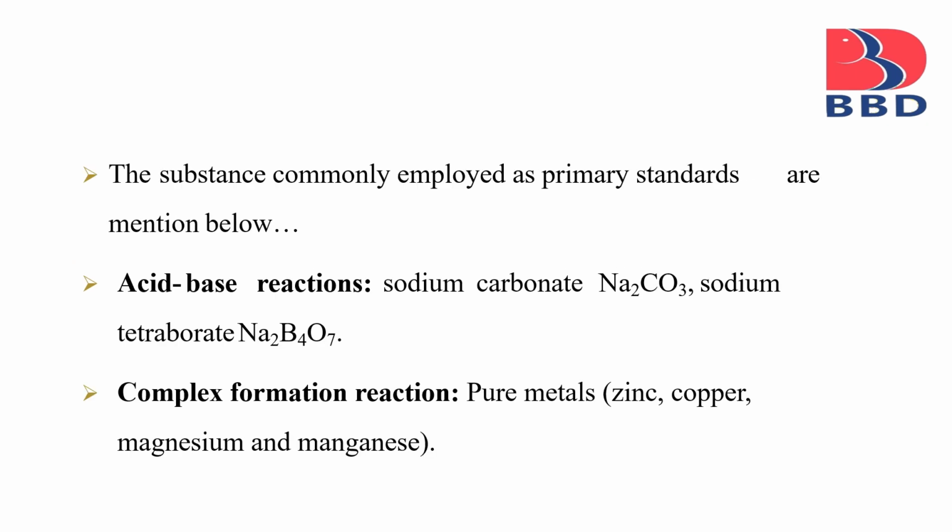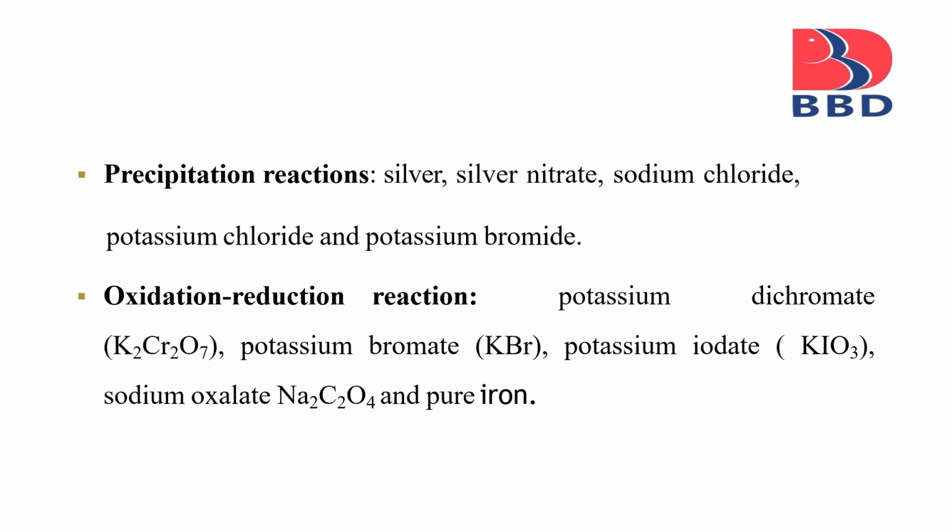The substances commonly employed as primary standards are mentioned below. In acid-base titration, sodium carbonate, sodium tetraborate. In complex formation reactions, pure metals, that is zinc, copper, magnesium, and manganese. In precipitation reactions, silver, silver nitrate, sodium chloride, potassium chloride, and potassium bromide. In oxidation reduction reactions, potassium dichromate, potassium bromate, potassium iodate, sodium oxalate and pure iron are used as primary standard.